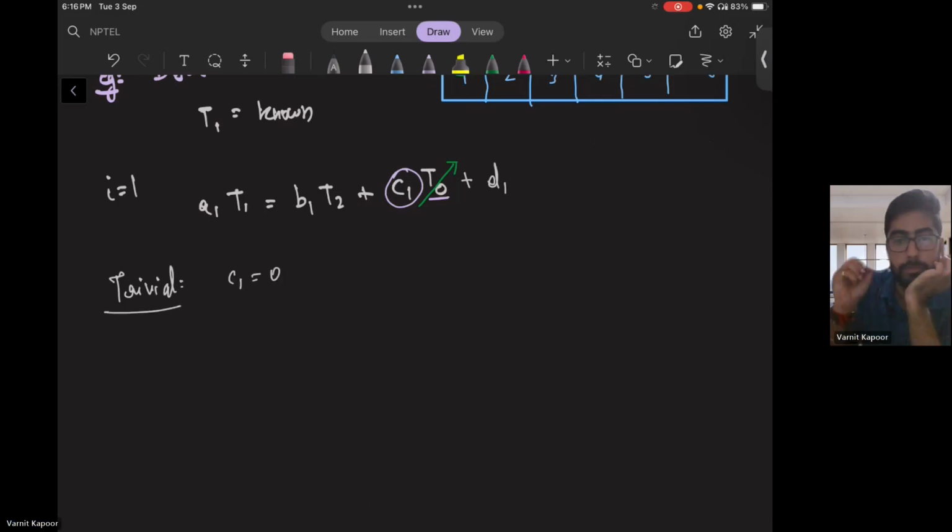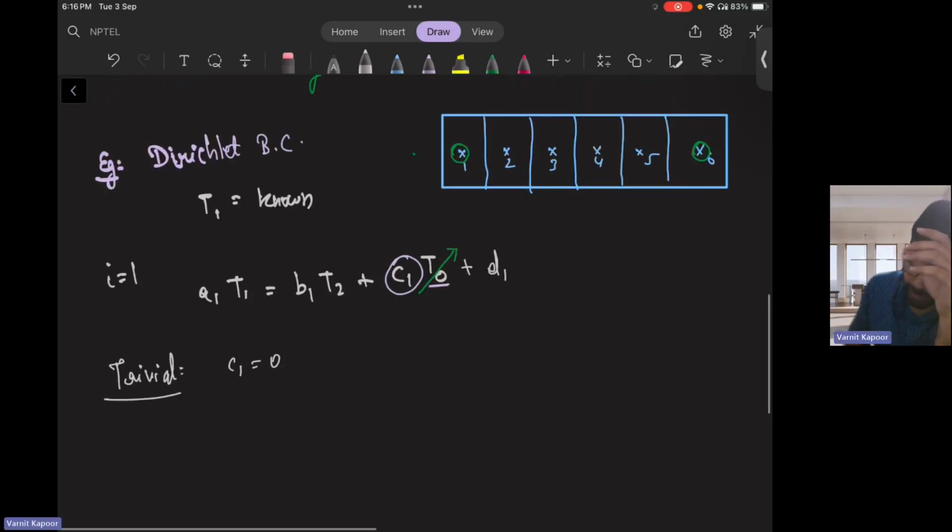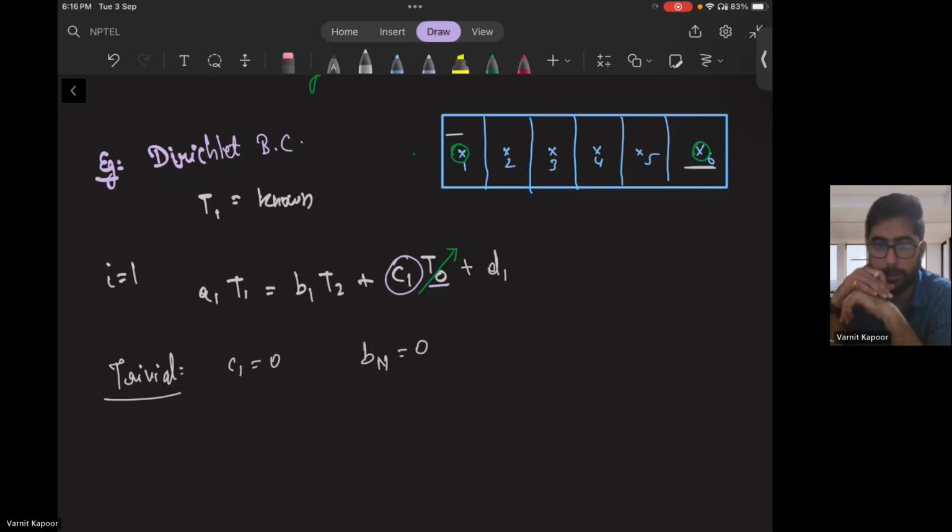C1 is equal to 0, as this is always the first node. C1 will always be 0 because there is no left neighbor. And Bn will be 0. B at the nth node: you put i equal to n, so B at the last node here, the sixth node. If n is 6 here, you can say B of n will be 0 because there is no east node for that. Suppose your point of consideration is this boundary node here: there is no west node. For the point of consideration here, there is no east.